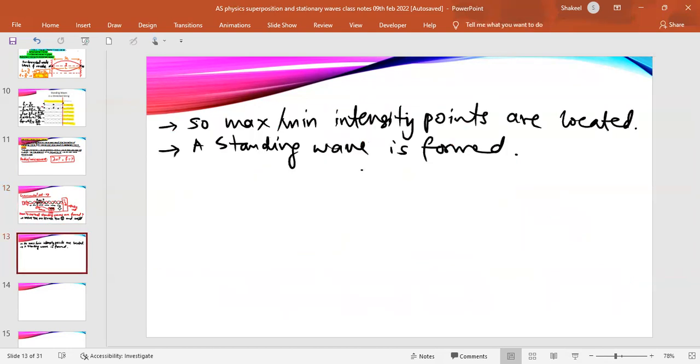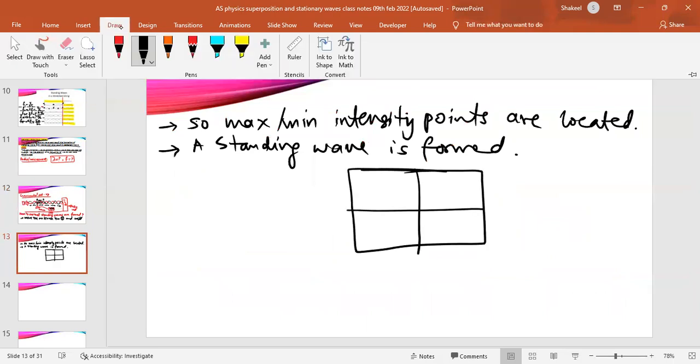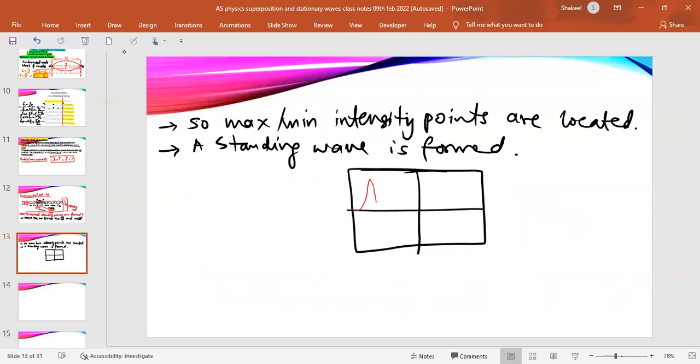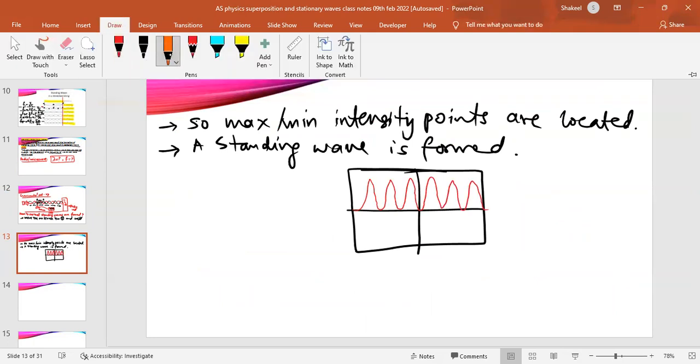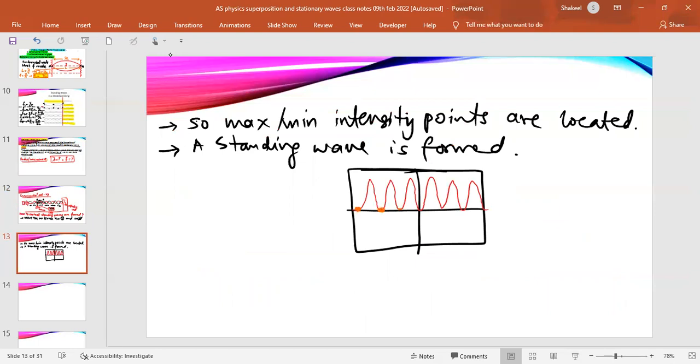It means that on the CRO screen, if you get a wave like this, then we will say that standing waves are being formed. Why? Because the points where the intensity is zero are nodes, all nodes. And the points where the intensity is maximum, all those points are antinodes. So when this is formed, then we say that a standing wave is being formed. Okay, next, how to measure the wavelength?